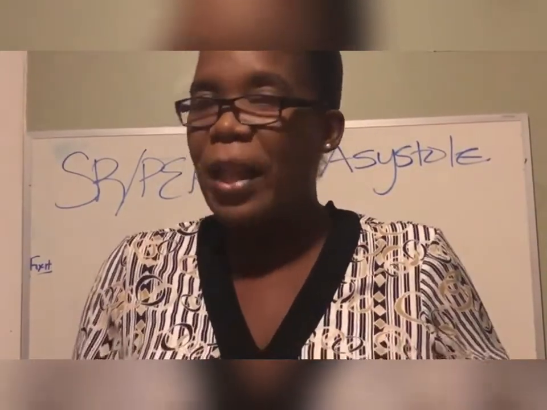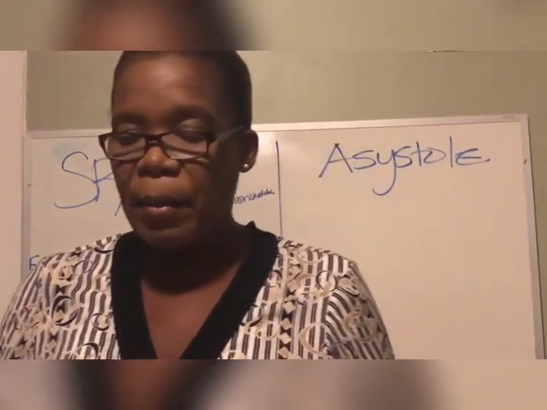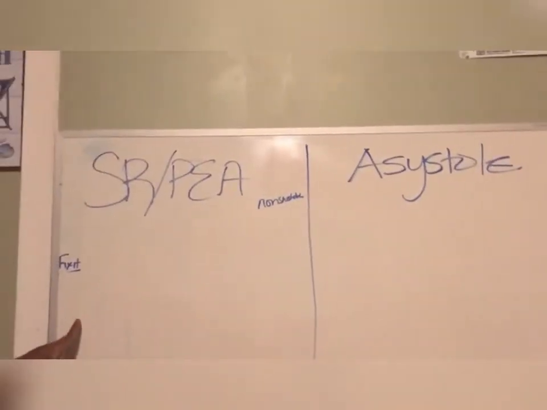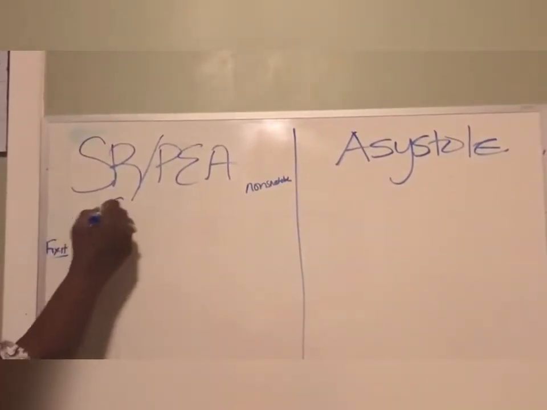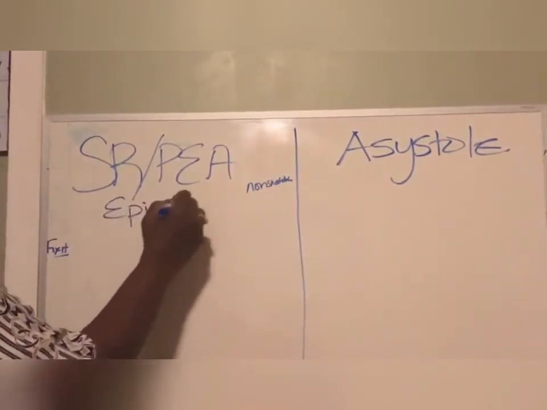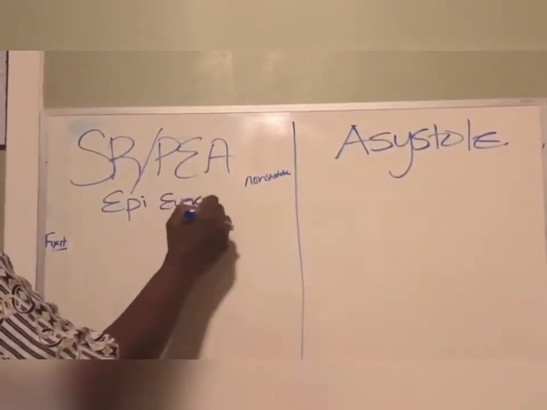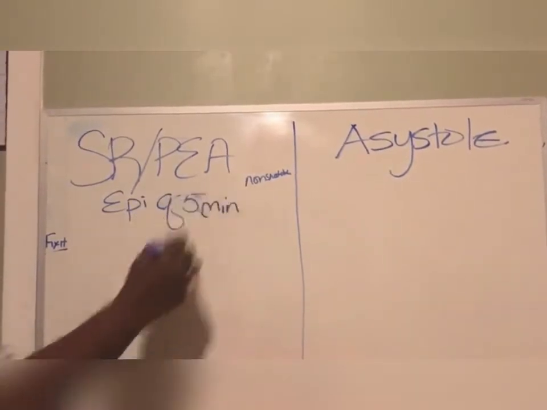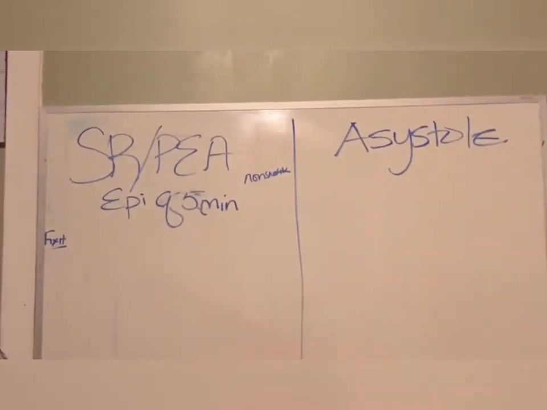So first, asystole, there's no cardiac output, no life, no heartbeat. They have no rhythm at all. Pulseless electrical activity, let's look at that a little bit closer. What do you need? Epi. Epi every 5 minutes. What else do you need for this?